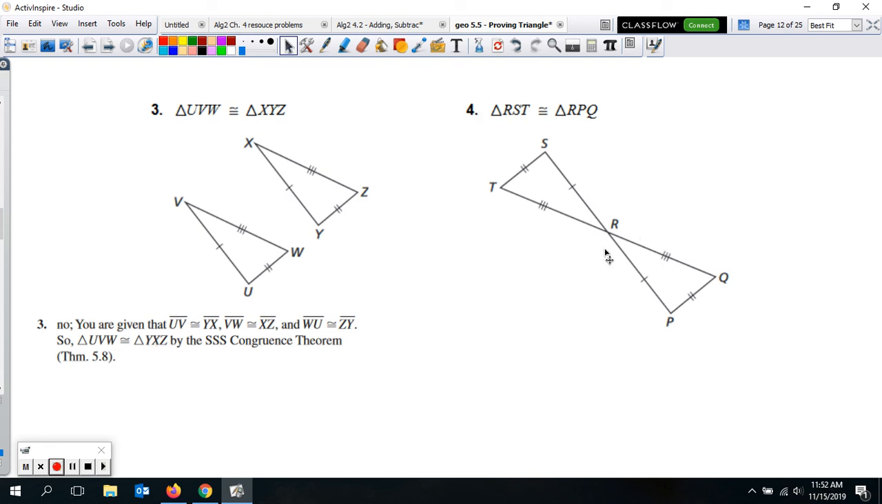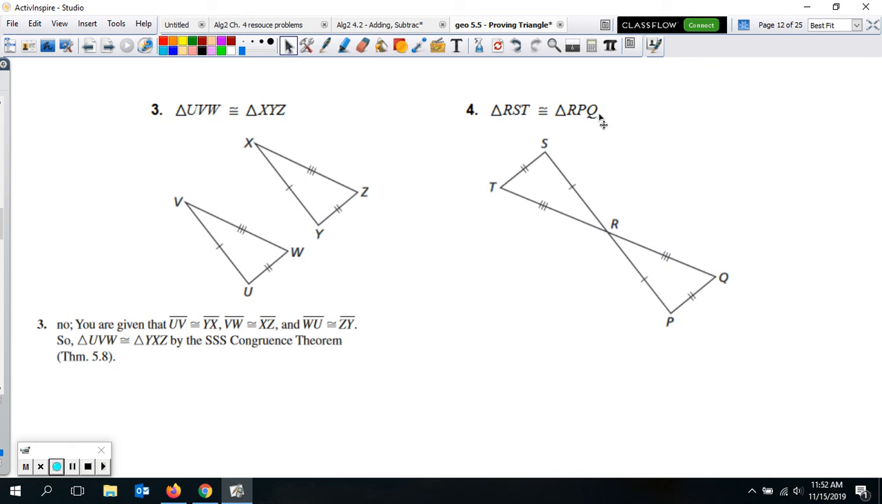For 4, we do have a shared vertex right here. So you have your 1 marks there, the 2's are at the ends, and there's your 3 marks. So RST goes 1, 2, and 3. So 1, 2, 3 is the combination.